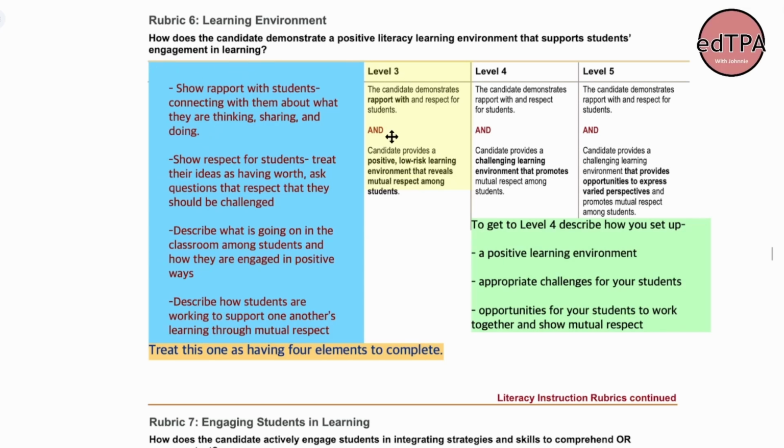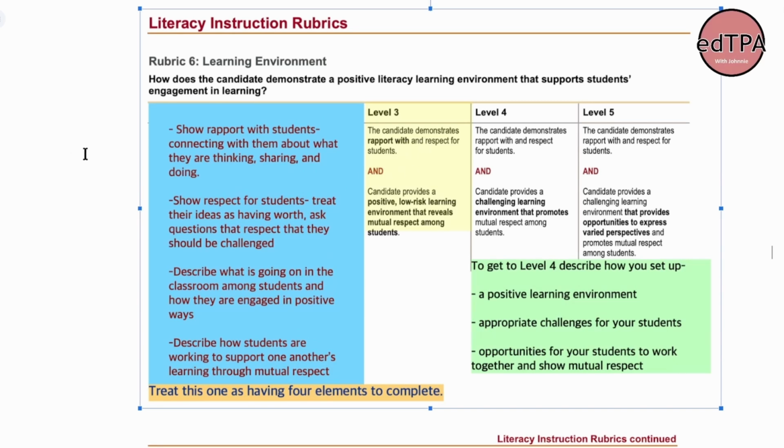And I've broken this down. You always want to be thinking about level 3. So the candidate demonstrates rapport with and respect for students, and the candidate provides a positive, low-risk learning environment that reveals mutual respect among students. So I always break these down into necessaries. Think about this as a checklist.